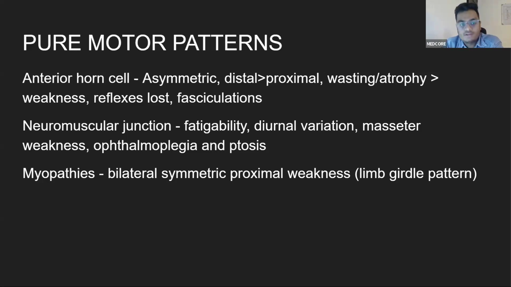And the last pattern is myopathy. Myopathy means it is a bilateral, symmetric, proximal weakness. These examples include polymyositis, dermatomyositis. It could include hypokalemic periodic paralysis. There are multiple examples in myopathies, limb girdle atrophy, and Duchenne's. All these come under myopathies. So this is how you differentiate a pure motor pattern, dividing these into anterior horn cell, neuromuscular junction, and myopathy.